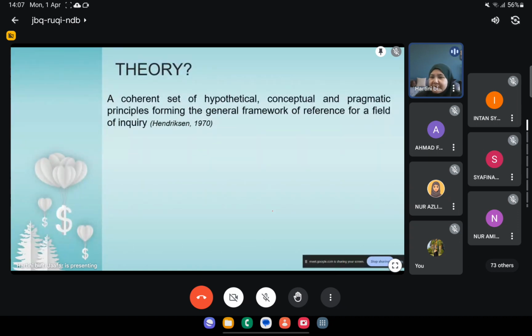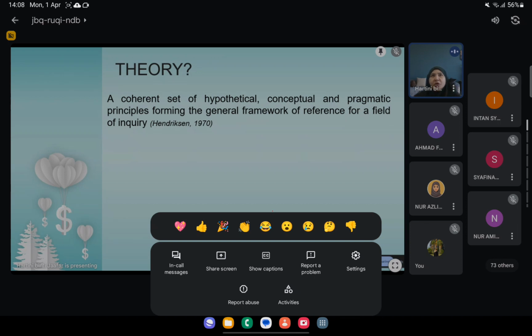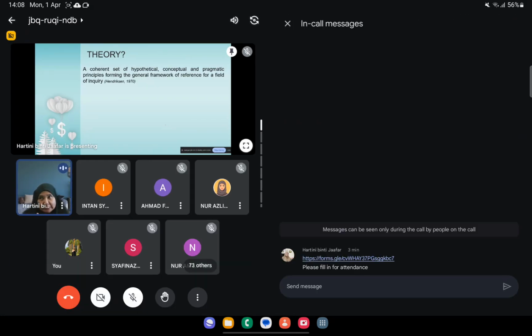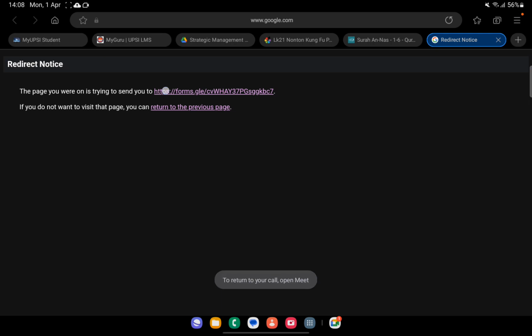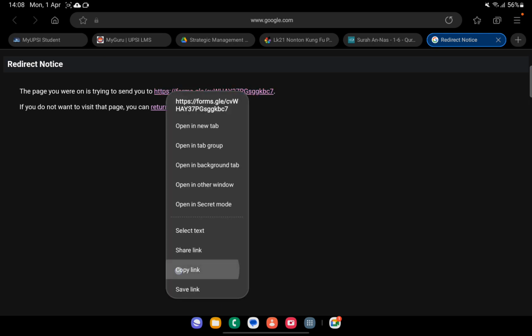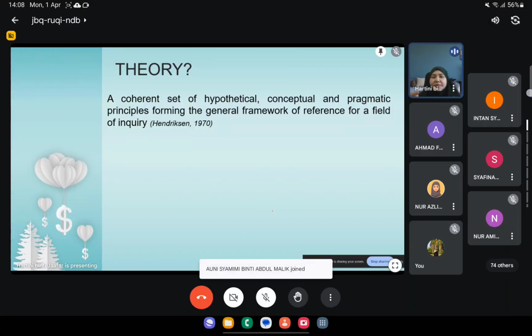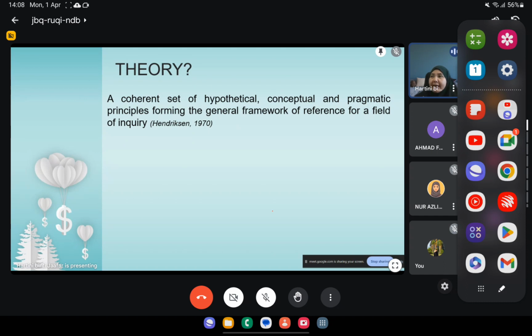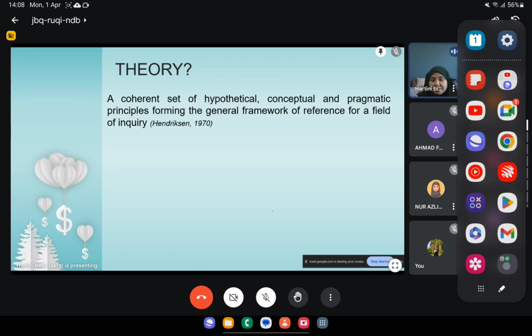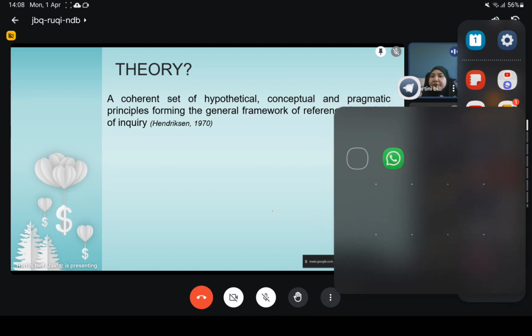Okay, so now let's revisit the definition of theory. As we have learned in the previous week, when we talk about theory, we view theory as something that is systematic. It must be systematically done. It must be coherent. It must align. So it is a coherent set of hypothetical, conceptual, or even pragmatic principles that, at the end of the day, forms the general framework of reference for any field of inquiry. So basically it becomes the guidelines, the general frame of reference.